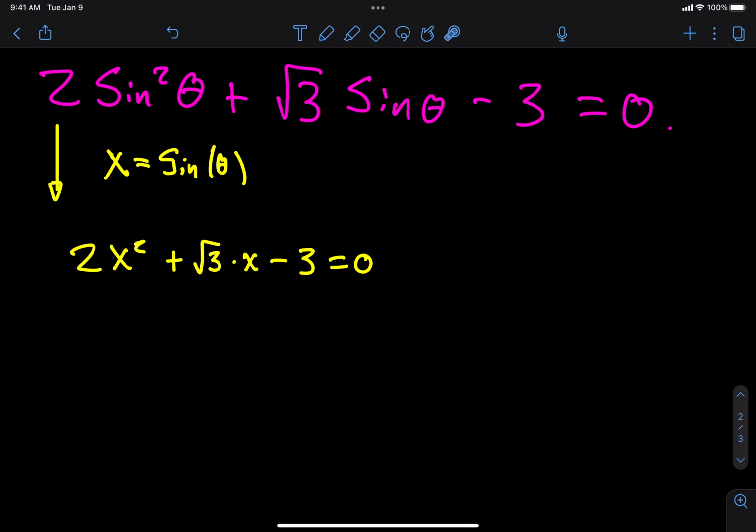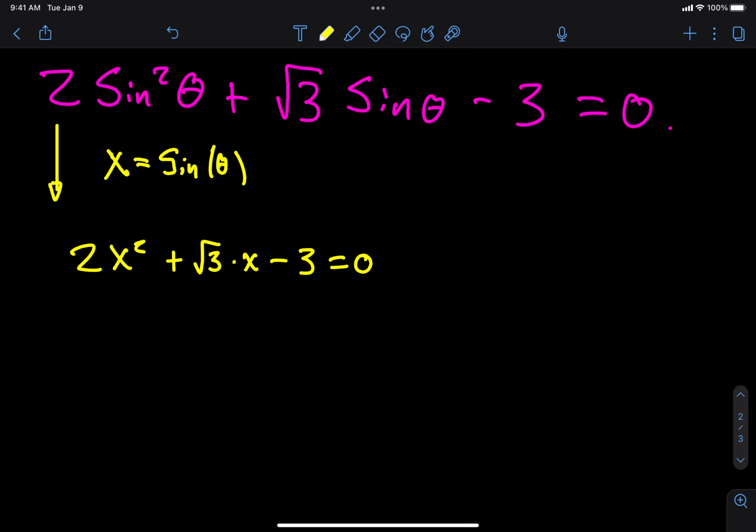For this one, I think you're not going to have a good time trying to factor it. The reason is you have a square root of 3 in here. You're going to have to add two numbers together that get square root of 3. You're kind of doomed.